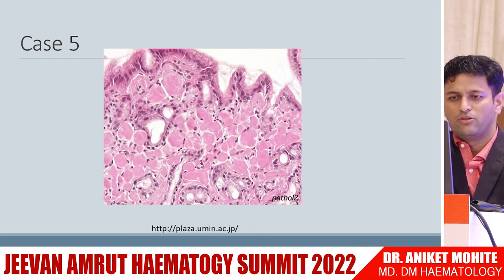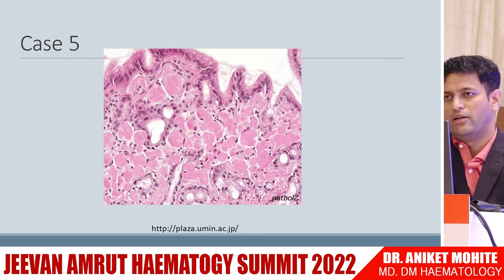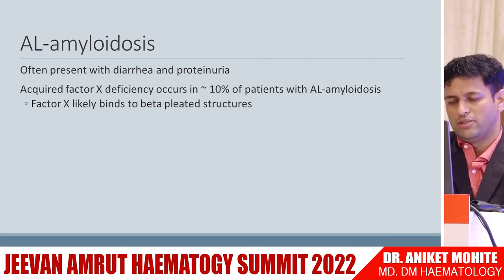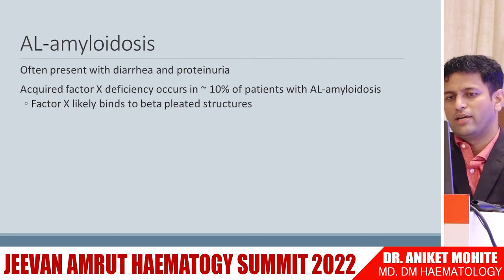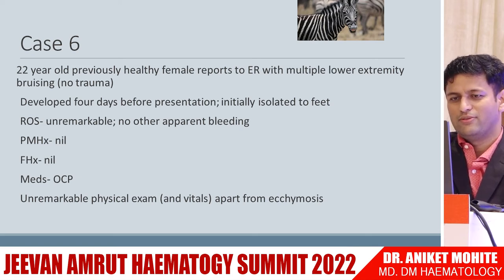This is what his endoscopy was showing. There is a lot of amyloid deposits, and this is a case of amyloidosis or AL amyloidosis, where factor 10 would be binding to the beta-pleated structures of the amyloid and will cause clearance, will lead to acquired factor 10 deficiency. So this is the last case, which like Manoj sir and Nilesh sir have also explained, that this is like in hematological emergency, we are always on our toes.